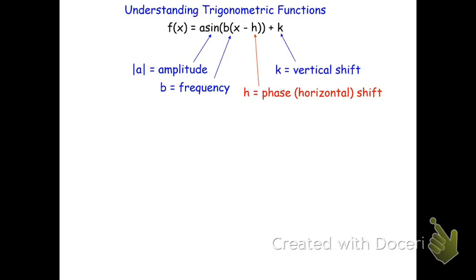h and k are sometimes used with other letters. Sometimes you might see them written with c's and d's. However, I'm going to use h and k because I've used them with every other transformation we've ever done with any type of parent function. h being the horizontal or phase shift, and k being the vertical shift.